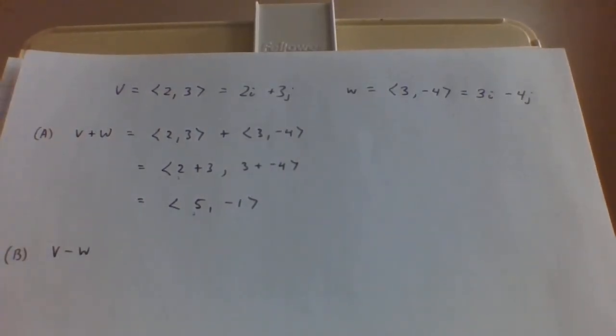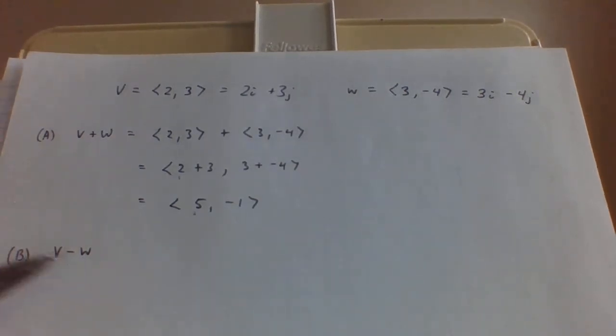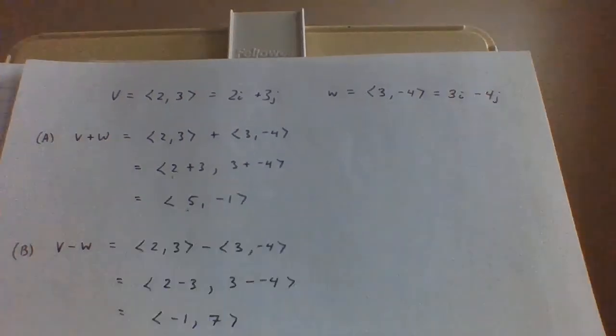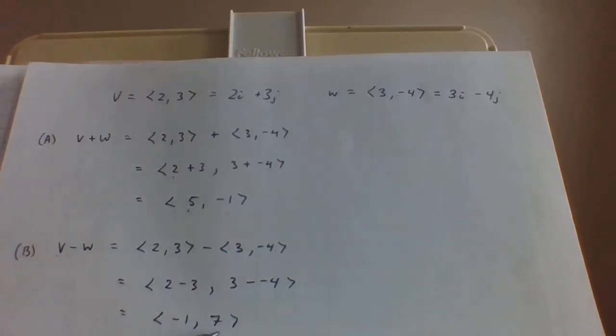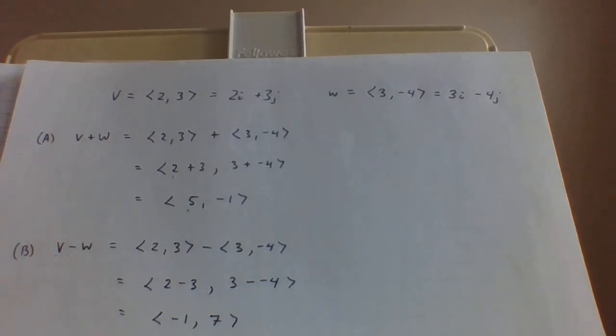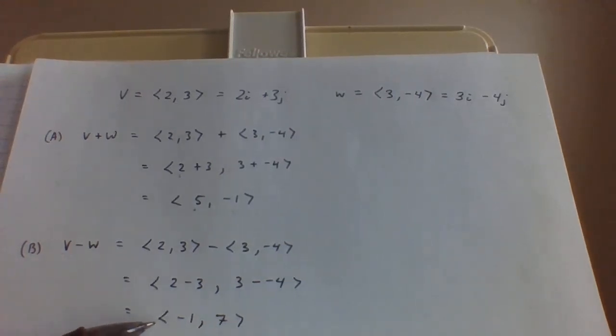Let's take a look at what happens when we subtract two vectors. This time we're going to be doing v minus w. When we subtract these, we're going to be subtracting the x components, in this case 2 minus 3, to give us a negative 1. And we're going to subtract the y components, 3 minus a negative 4, which would give us a positive 7. The vector v minus w would be equivalent to the vector (-1, 7).